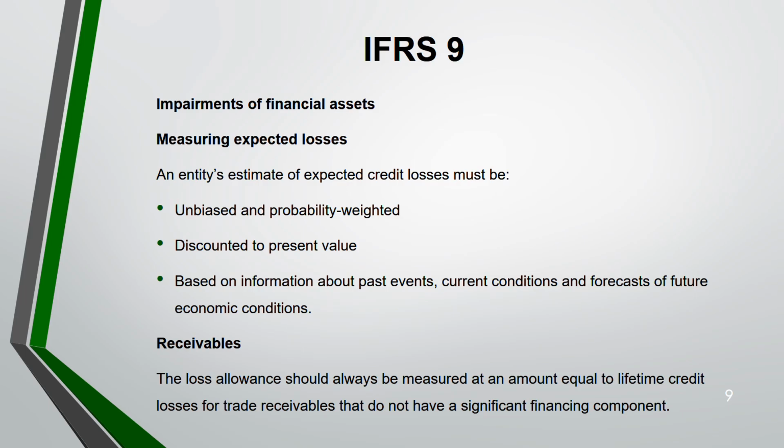So the loss allowance should always be measured at an amount equal to lifetime credit loss for trade receivables that do not have a significant financing component. If you can recall my lecture 5, where I've discussed IFRS 15, revenue from customers with contract. Okay, it's about revenue, sorry, revenue from customers with contract. Then this was something which I've given towards the end of my lecture. This part that I've told, that loss allowance will be equal to lifetime credit loss for trade receivables that do not have a significant financing component.